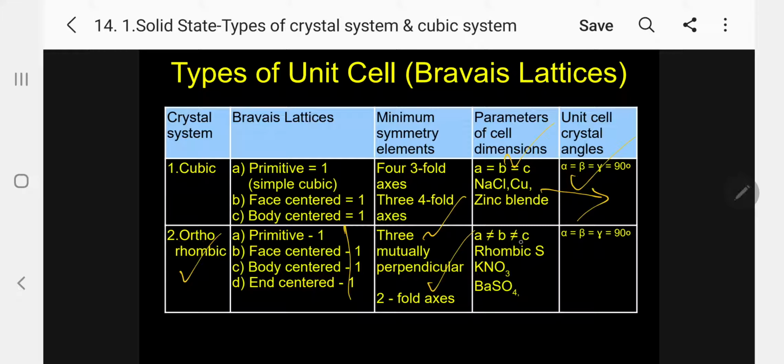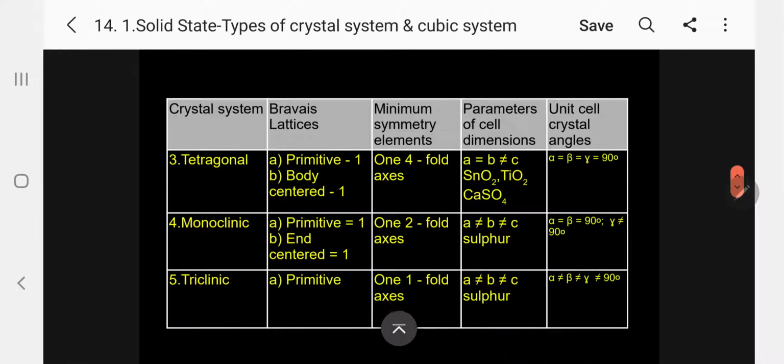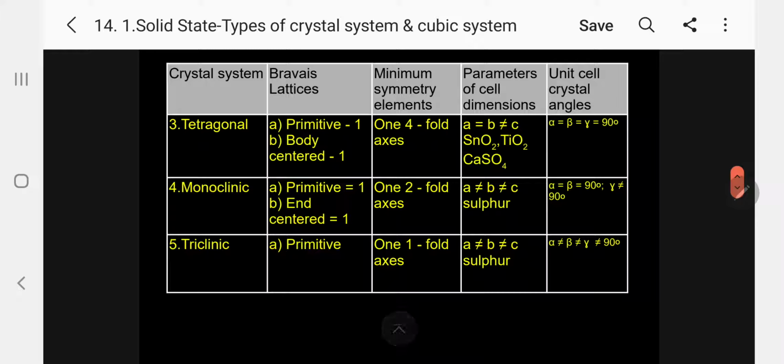Here a is not equal to b is not equal to c, that is, intercepts are not equal. Interfacial angles are equal: alpha equal to beta equal to gamma equal to 90. Specific examples: rhombic sulfur, potassium nitrate, barium sulfate. Then the third crystal system, tetragonal. There are only two lattices, primitive and body centered. Here, 1 four-fold axis. Here a equal to b but not equal to c. Interfacial angles alpha equal to beta equal to gamma equal to 90. Examples: tin oxide, titanium oxide, calcium sulfate.